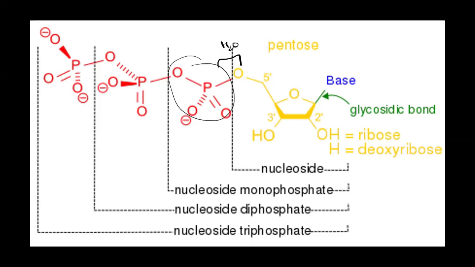So if it is only one phosphate group, then we call it monophosphate. And if you see here, it didn't use the word nucleotide because sugar plus base is a nucleoside, and that is attaching to one phosphate. So nucleoside monophosphate.